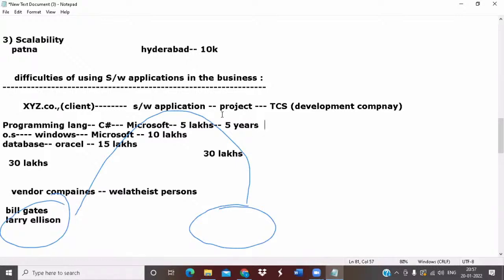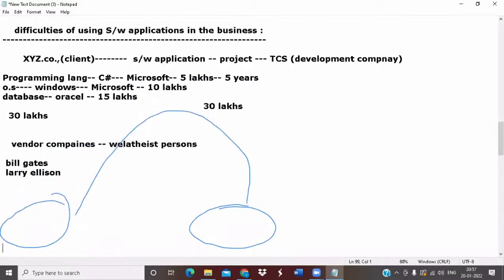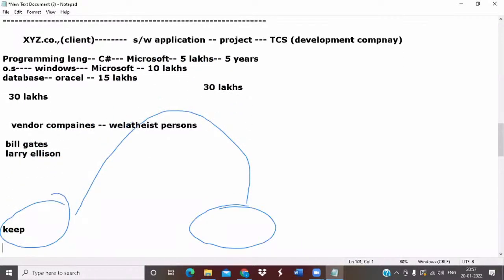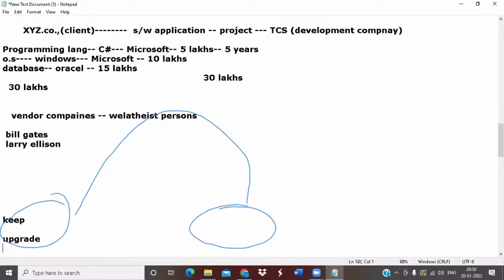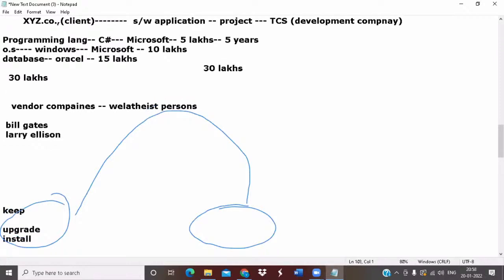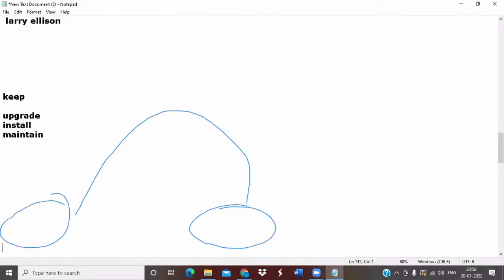Clear? It means that development companies and clients, these two, keep on upgrading the software, or need to buy the license again. They need to install the software and also pay for the subscription to maintain the software. Clear, all of you? Both clients and development companies need to keep on upgrading, installing and maintaining the software.